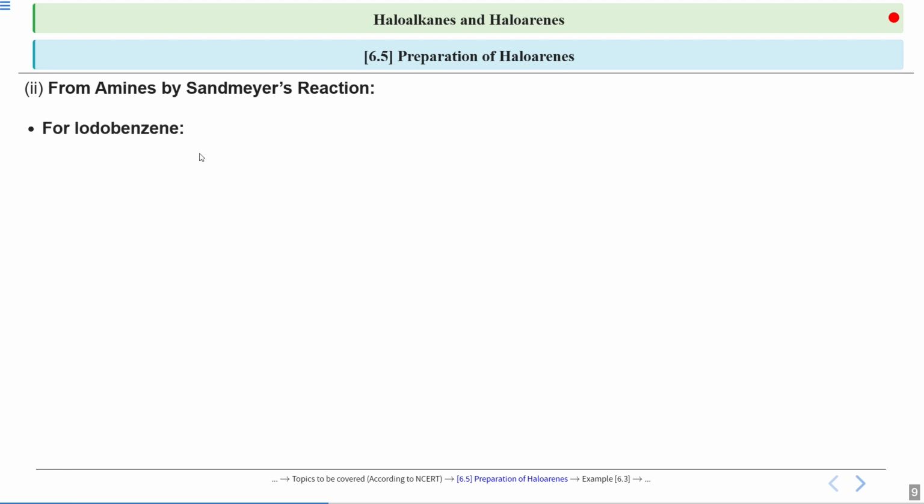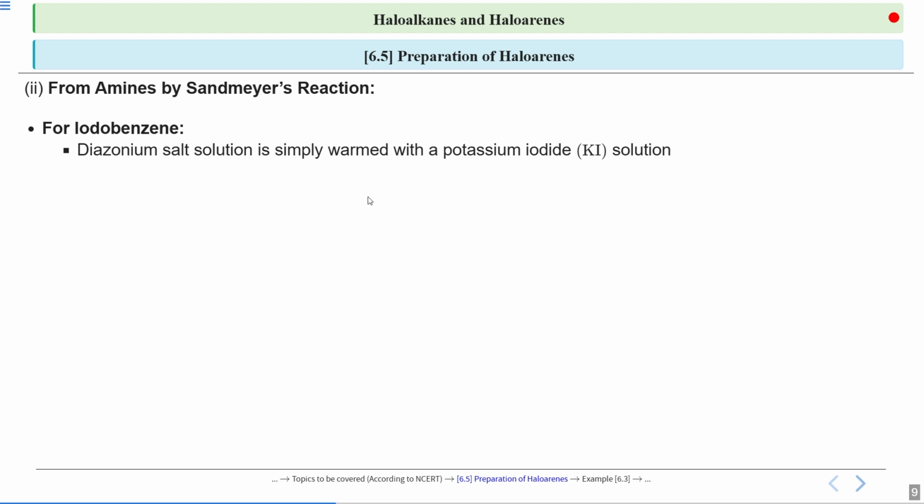For iodobenzene, we have seen chlorobenzene and bromobenzene prepared from amines by the Sandmeyer reaction. For iodobenzene, the diazonium salt is simply warmed with a potassium iodide solution. You don't need any extra effort or catalyst for the reaction of the diazonium salt with iodine. You just have to take that diazonium salt solution and simply warm it with potassium iodide, and after a little shake you will get iodobenzene.